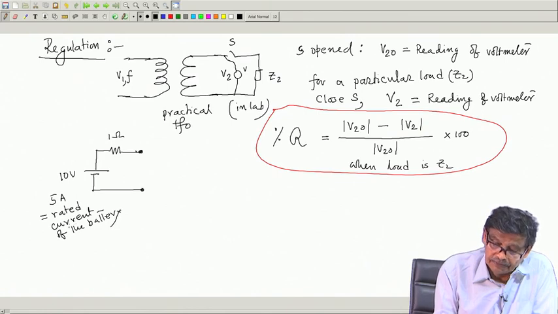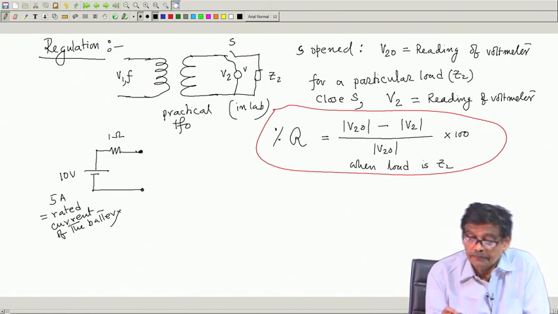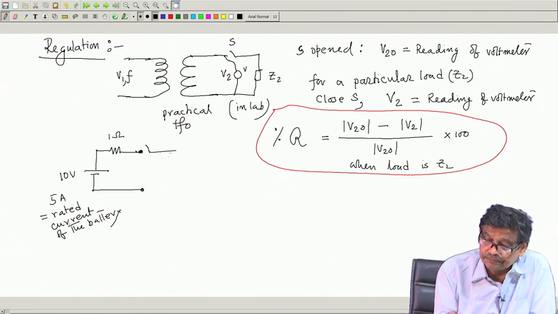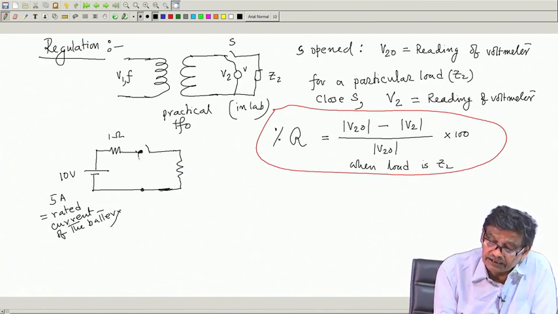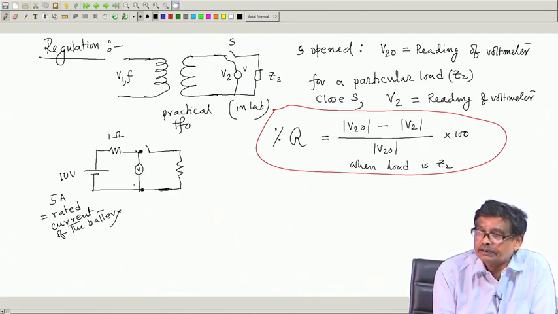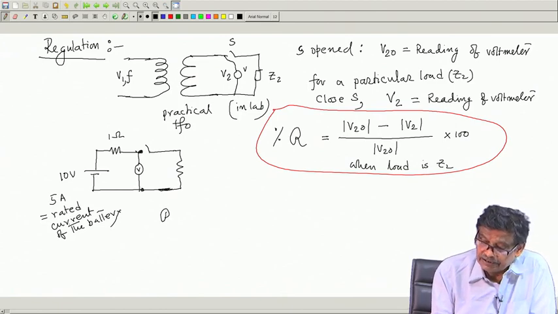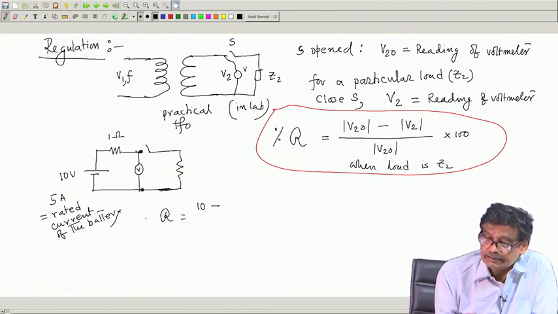But so, this is the rated current of the battery, I know. So, I have connected a switch. I will connect here a load. What should be the value of this resistance, because the battery can supply... and you connect a voltmeter here. With S opened, the reading of the voltmeter will be 10 volt, it is open circuit. So, regulation is this 10 volt open circuit voltage minus the voltage when you close this switch.